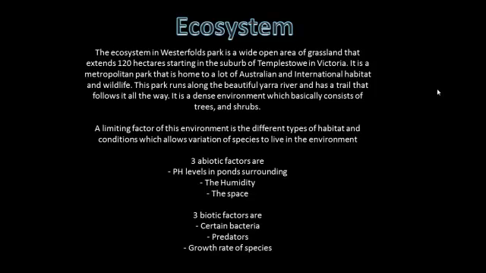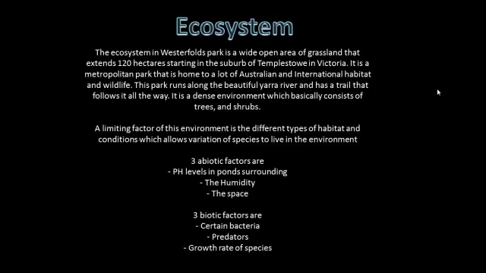So three abiotic factors are the pH levels in the ponds surrounding, which means that the levels of water will allow different animals to live in different parts of the ponds or even live there at all, the humidity, and the space. The space in this is quite big, so some animals only like a small space, whereas a kangaroo for instance will have a big space where it can hop around, get to different places to get food and water.